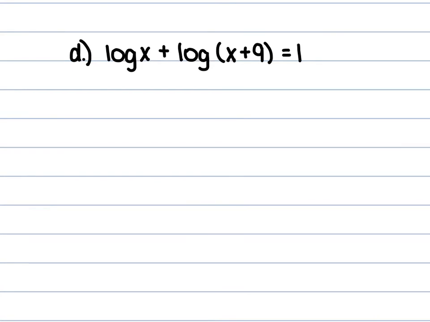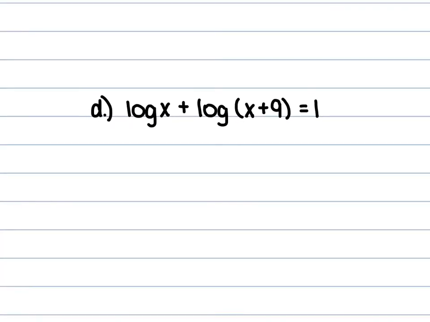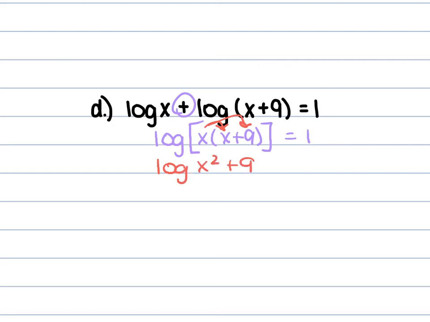For D, we have log x plus log of x plus 9 is equal to 1. So remember, when we do this addition, we are multiplying the x and the x plus 9. So we're going to have log x times x plus 9 is equal to 1. We are going to distribute this x. We get log x squared plus 9x is equal to 1.